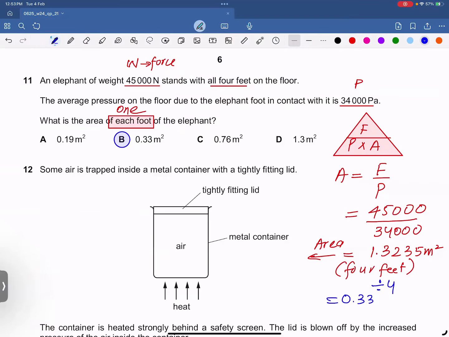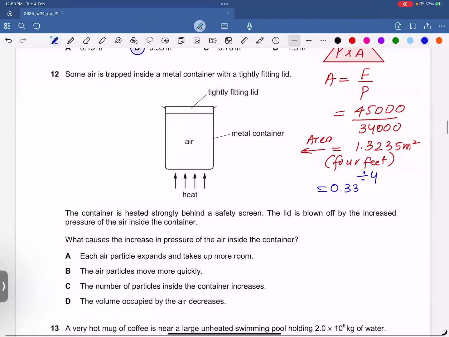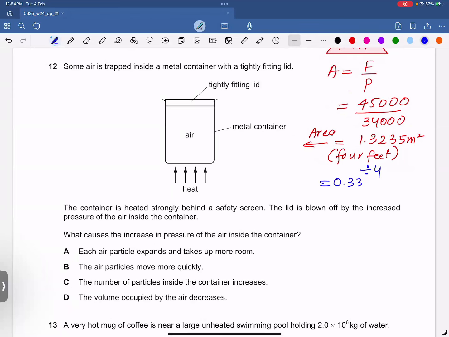We proceed to the next question, which is question number 12. Now from here, general physics finishes, and we start thermal physics from question 12. Some air is trapped inside a metal container with a tightly fitting lid. So the lid is fixed. The container is heated strongly behind a safety screen. The lid is blown off by increased pressure inside the container. What causes the increase in pressure?